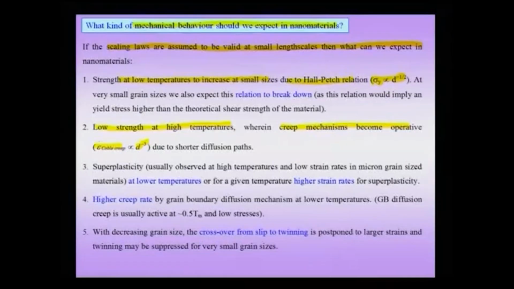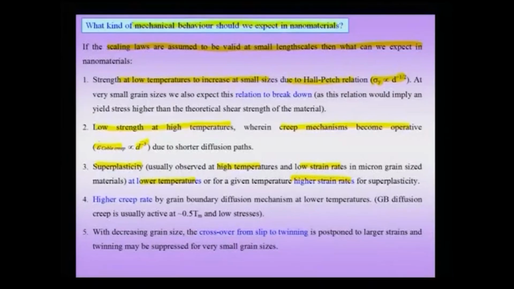And we have said that creep in some sense is a counterpart of superplasticity, and therefore I would also expect superplastic deformation, which is usually observed at high temperatures and low strain rates, to actually occur at lower temperatures and higher strain rates. That means when I go down to nanostructured materials, I would expect to get superplasticity at lower temperatures. Previously, we said it is going to be about 0.5 Tm or more, but now we would expect it to take place at lower temperatures, and typically creep and superplasticity strain rates are of the order of about 10 power minus 4 or smaller.